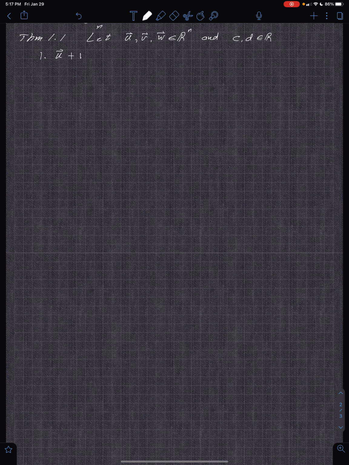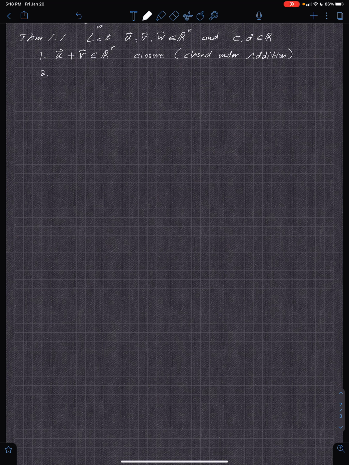So U plus V is in Rn. So basically we're saying if U and V are in Rn, the sum has to be in Rn. So it stays in the same set when you add them together. That's called the closure property. So basically we're saying that under vector addition, it's closed under addition. We say closed under addition. The idea.